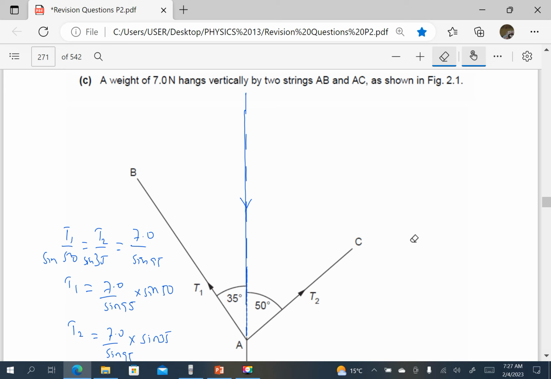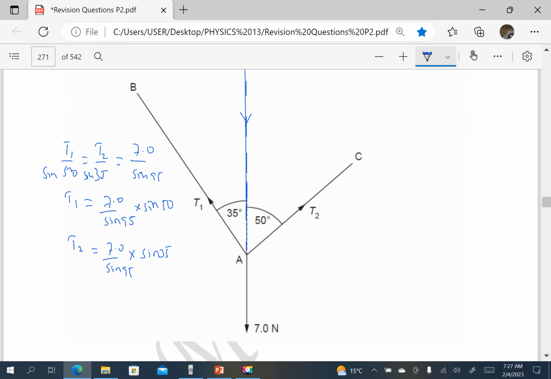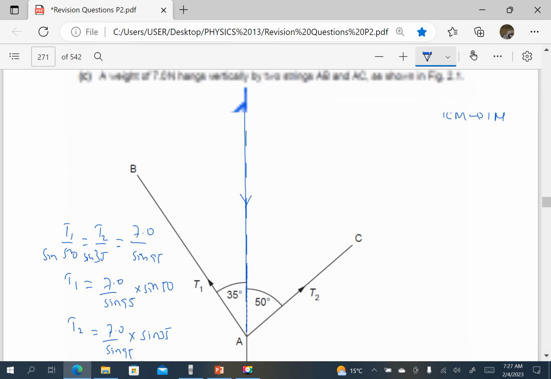So I have drawn a vertical line. On this vertical line, I will choose 1 centimeter to represent 1 Newton. That means on the vertical, I'm going to measure 7.0 Newtons. So on the vertical from A to the top, using my ruler from A upwards, I'm measuring off 7.0 Newtons, which is around here. So that is 7.0 Newtons.